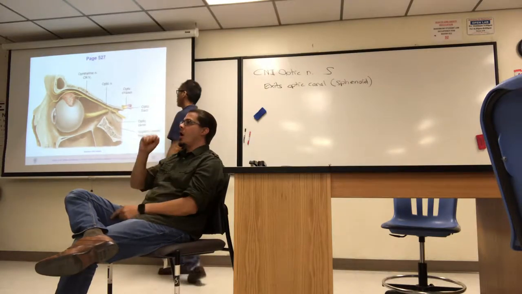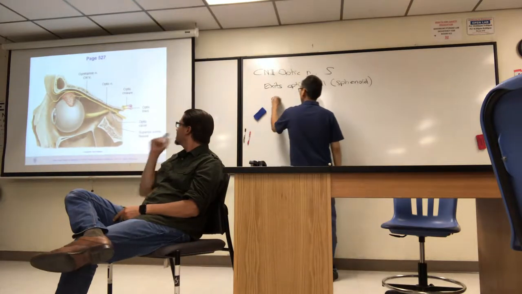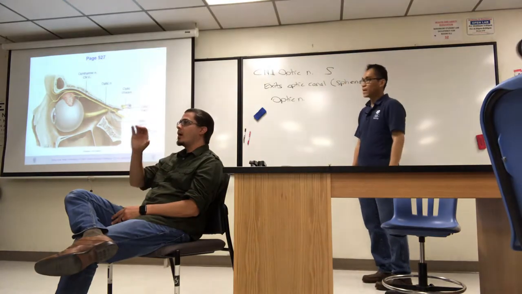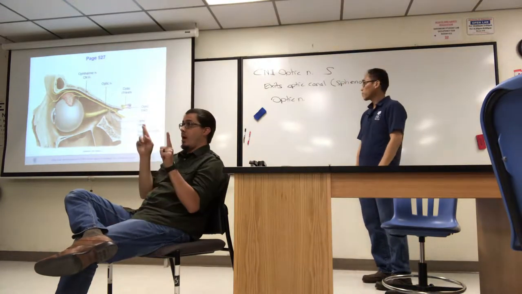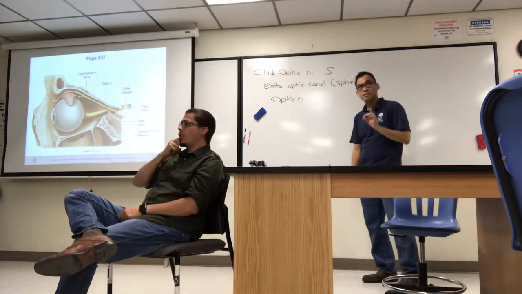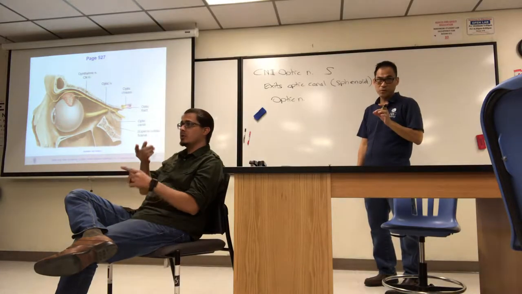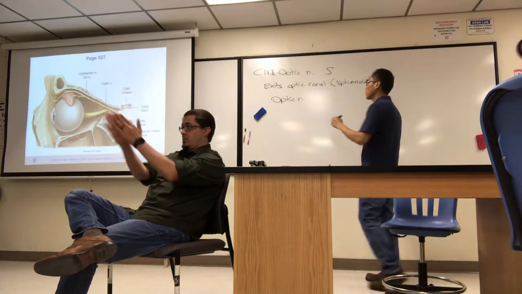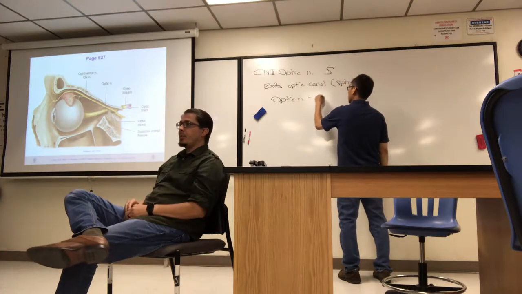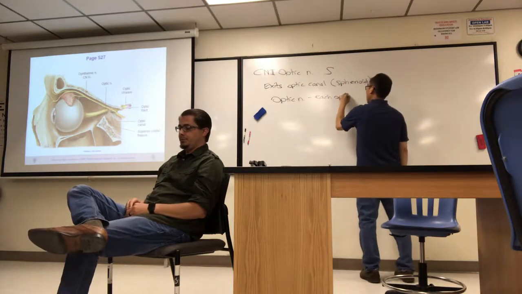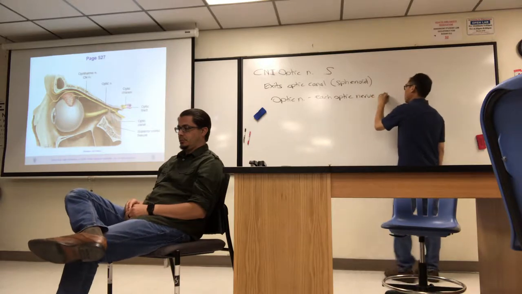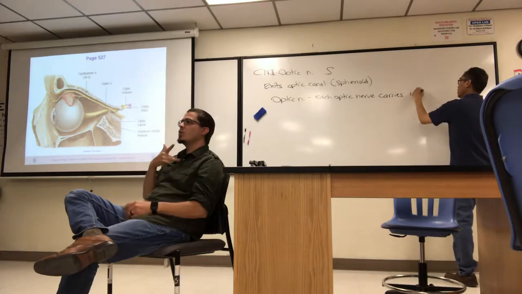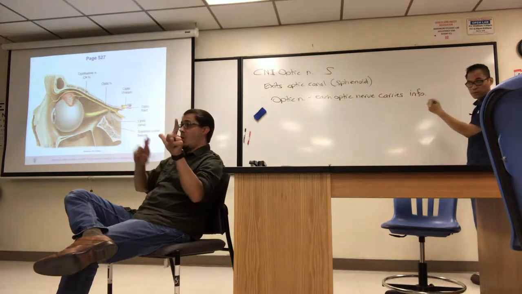Okay. So, for the optic nerve, you got one for each eyeball, left and right. You know that each optic nerve carries sensory information for visual from both visual fields, right and left. Each optic nerve carries info from both visual fields, right and left.